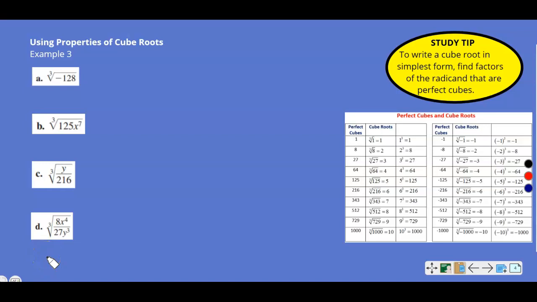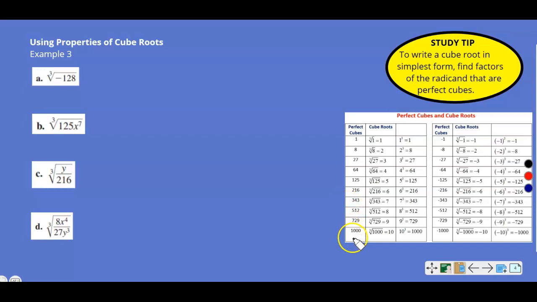All right, this is part 2 of properties of radicals. For example 3, it's saying using properties of cube roots. So we looked at square roots in the last example. Now we're looking at perfect cube roots, meaning powers of 3. So you can see I've got a list over here.